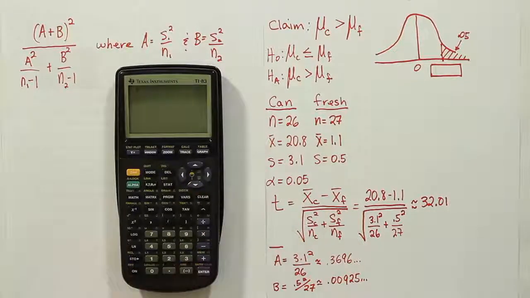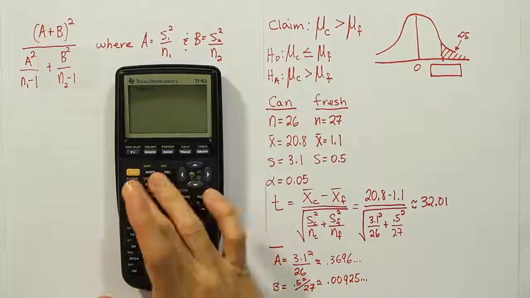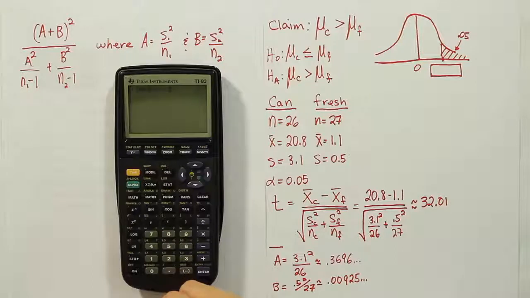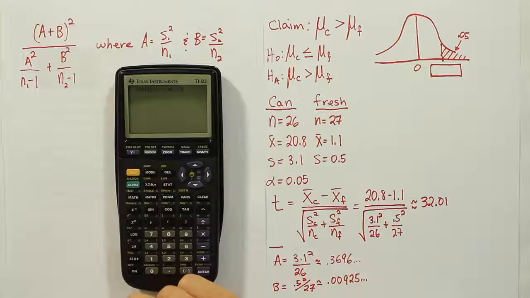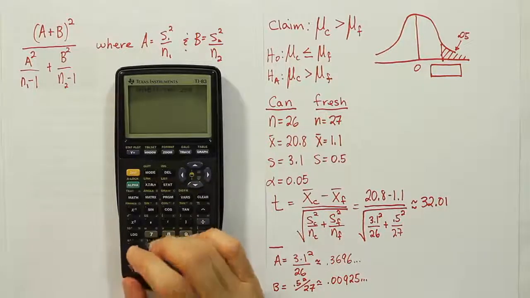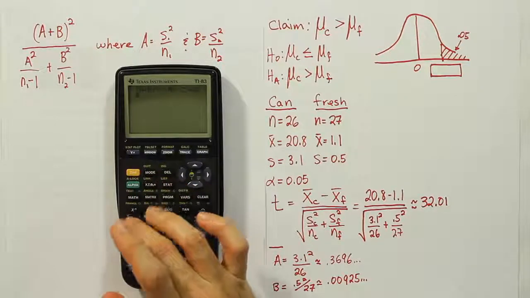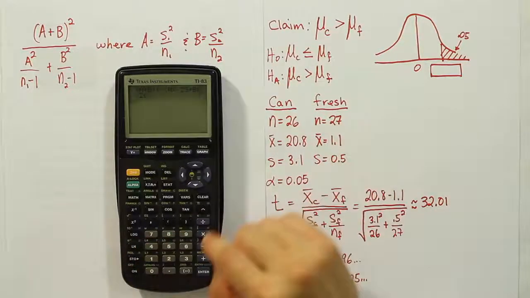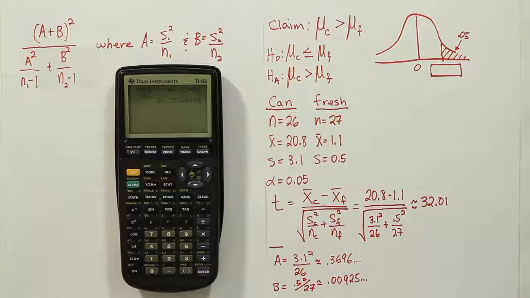Either way, let's do this problem using this formula. Since I put A and B in my calculator, it's nicer to enter. It'll be A plus B, quantity squared, divided by, with the denominator in parentheses, A squared divided by its degrees of freedom, which is 25 here, plus B squared divided by its degrees of freedom. Since the sample size is 27, that'll be 26 for the B. Close it up, hit enter, and we get an answer of 26.25, etc.